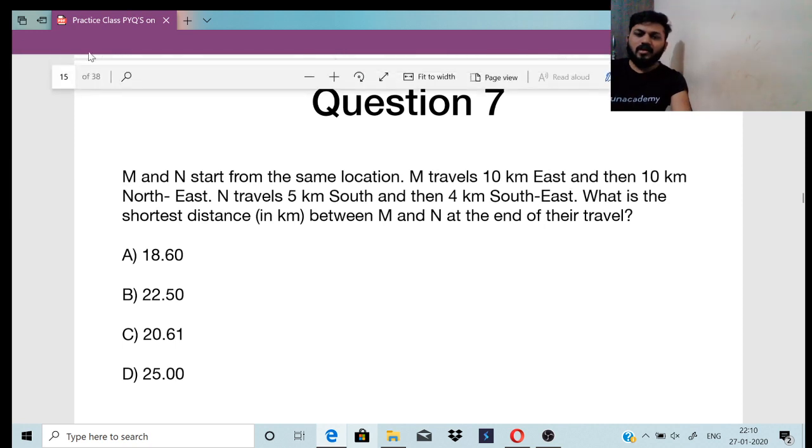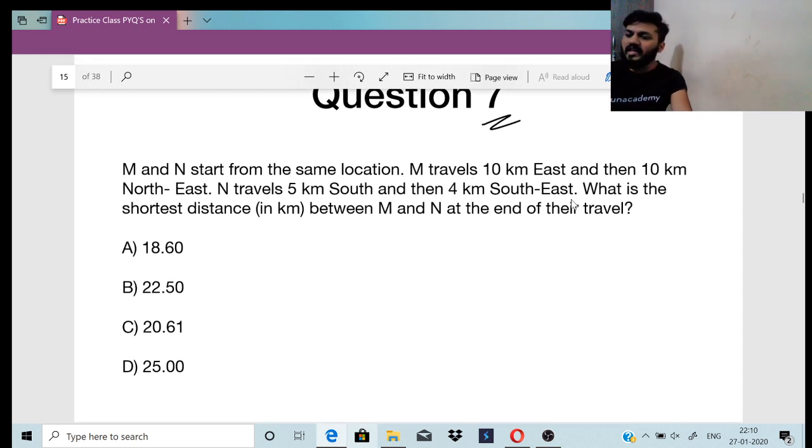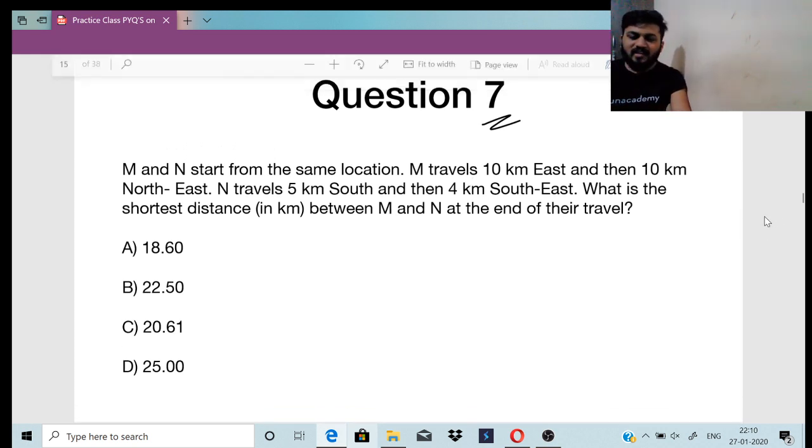Okay. Question number 7. M and N, they start from the same location. M travels 10 kilometers east and then 10 kilometers northeast. N travels 5 kilometers south and then 4 kilometers southeast. What is the shortest distance in kilometers between M and N at the end of the travel?